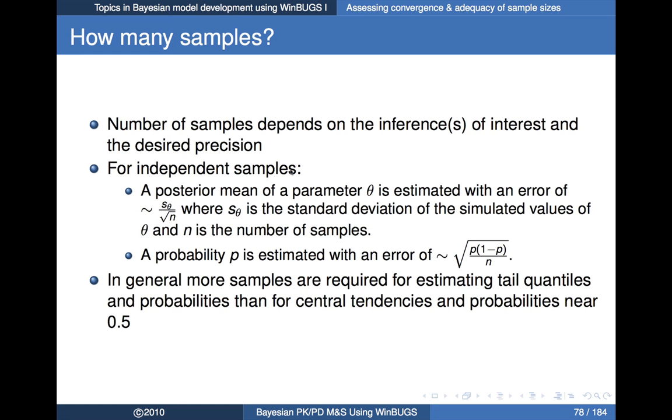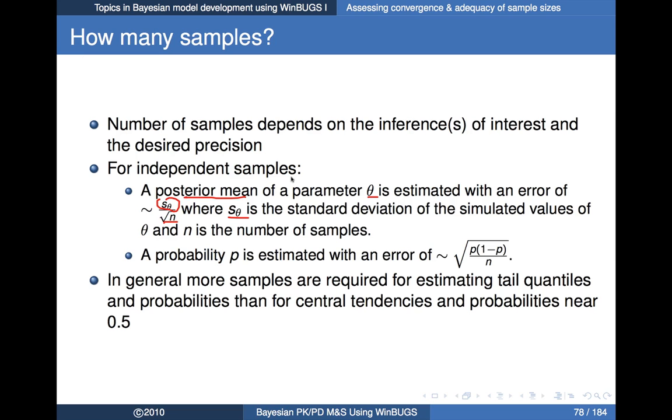So for independent samples, let's start talking about some types of parameters. Let's say the thing we're going to be making inferences about is our posterior mean. The posterior mean of some parameter theta, and right now we can think of it as a scalar parameter, is estimated with a standard error of about S sub theta over the square root of n, where S sub theta is the standard deviation of our simulated values of theta, and n is the number of samples.